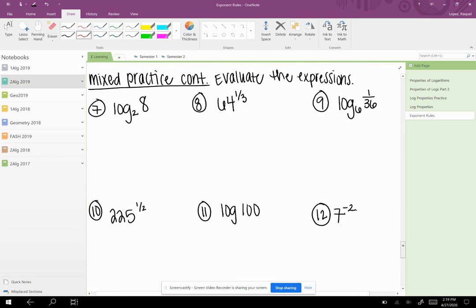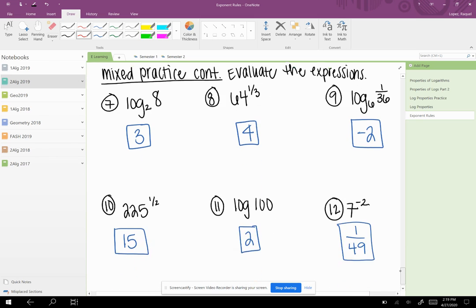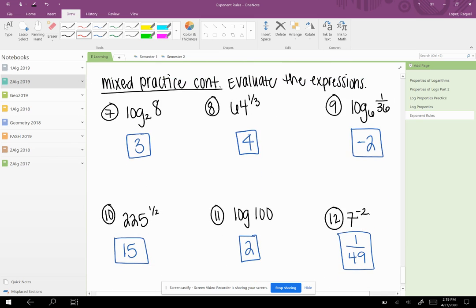Let's do another set. So for all of these, I just want you to evaluate all of the expressions written. Go ahead, hit pause, and then when you come back, we'll go over the solutions. All right, welcome back. So here are the solutions to the problems that we just did. So you should have gotten 3, 4, -2, 15, 2, and 1/49.